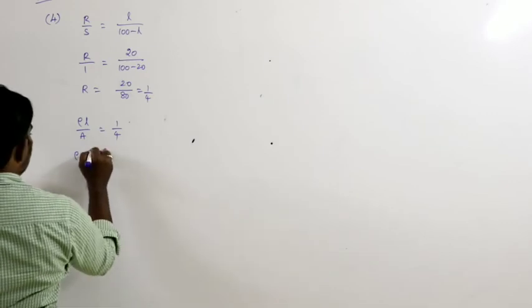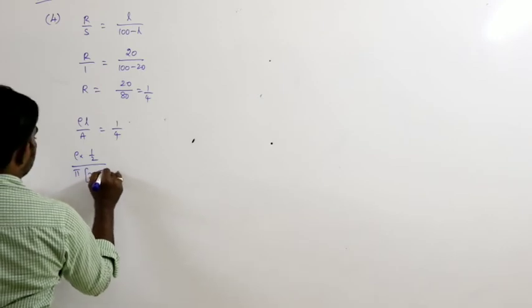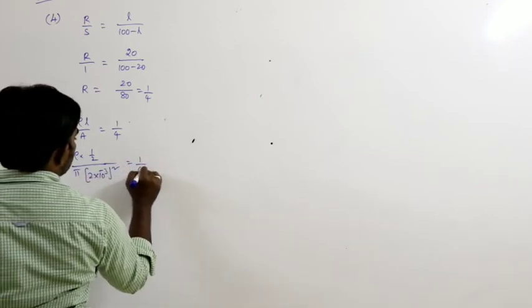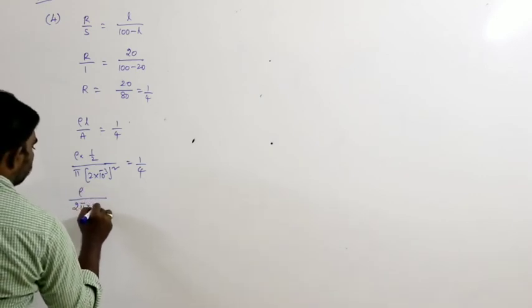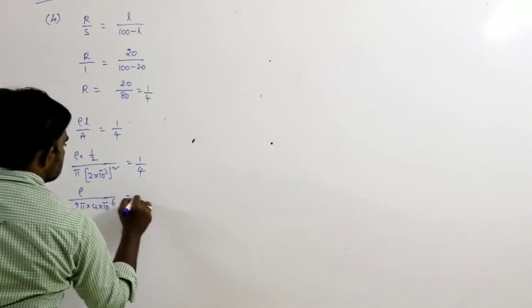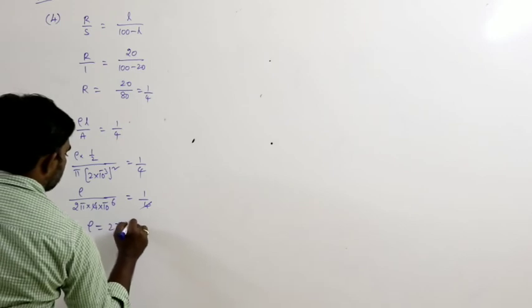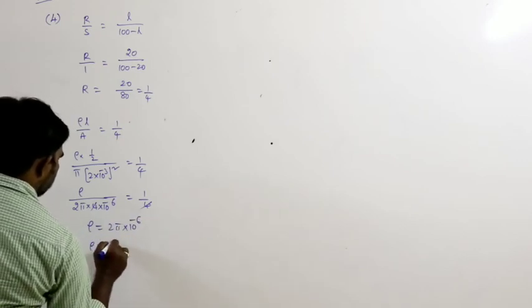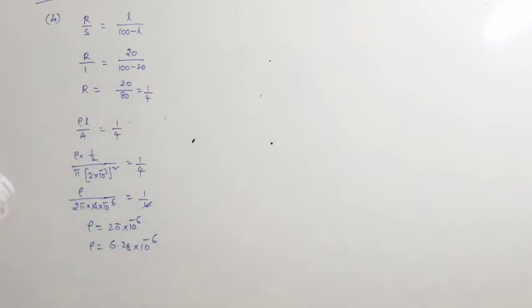Length is given as 1 by 2 meter. Area is pi r square. Radius is 2 millimeter, 2 into 10 power minus 3 whole square, is equals to 1 by 4. So rho by 2 pi into 4 into 10 power minus 6 is equals to 1 by 4. 4 gets cancelled. Rho is equals to 2 pi into 10 power minus 6. 2 into 3.14, 6.28 into 10 power minus 6. Or simply 2 pi into 10 power minus 6 ohm meter. So this one. First option is wrong, it is 2 pi.